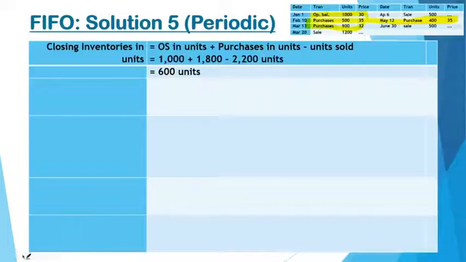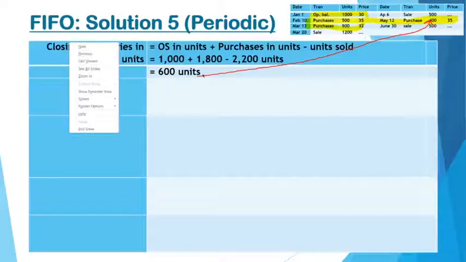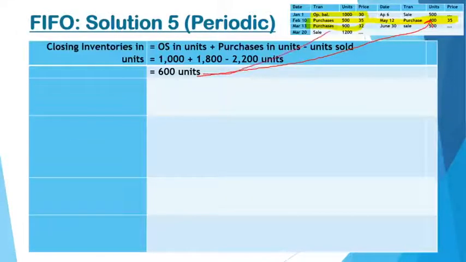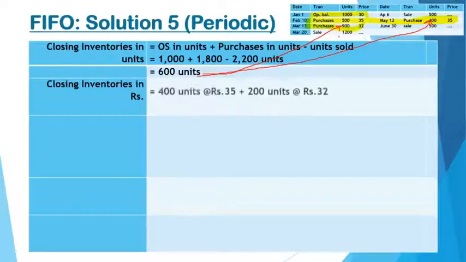Now when you look at the latest lots, what we find here is that we have the latest lot of 400 units, isn't it? So this lot will be fully there in our stores, but still we have a gap of 200 units here. So it means that the next 200 units will be recovered from this next lot of 32 rupees. So your closing stock will be 400 units of 35, the latest lot, and then 200 units next lot of 32 rupees. So this is your closing stock.